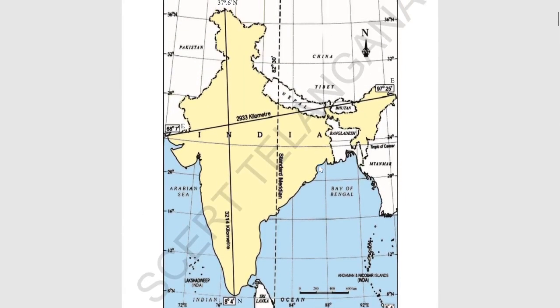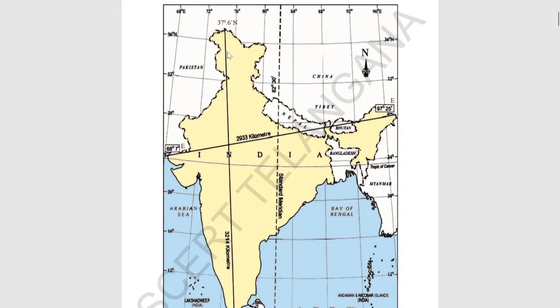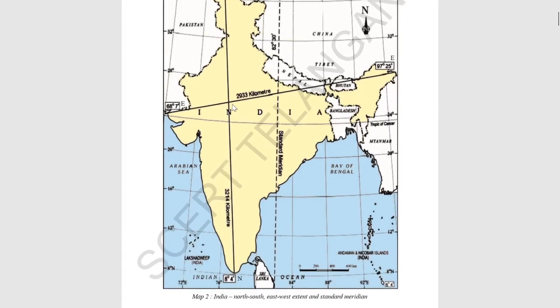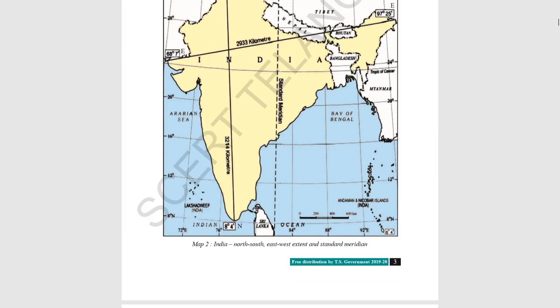But when we are talking about India, we say from west to east. But for writing these degrees, we write east only. And from north to south, that is 37 degrees 6 minutes north to 8 degrees 4 minutes north.